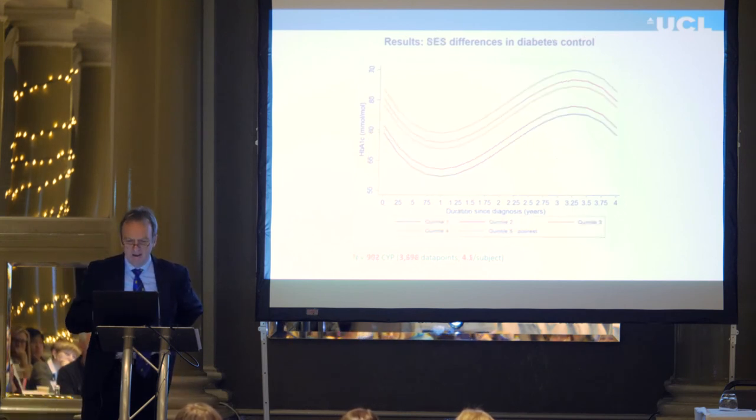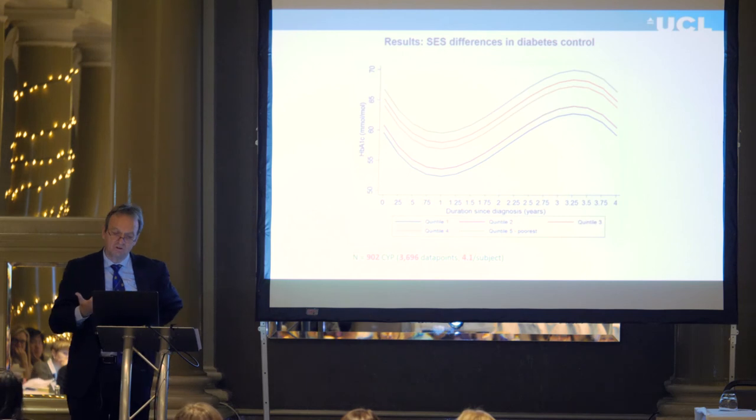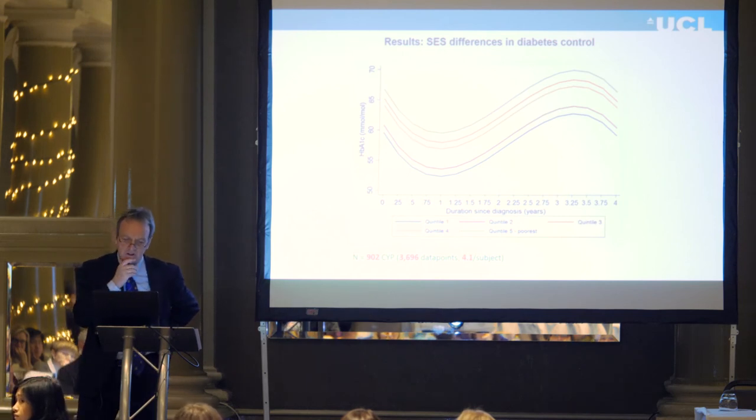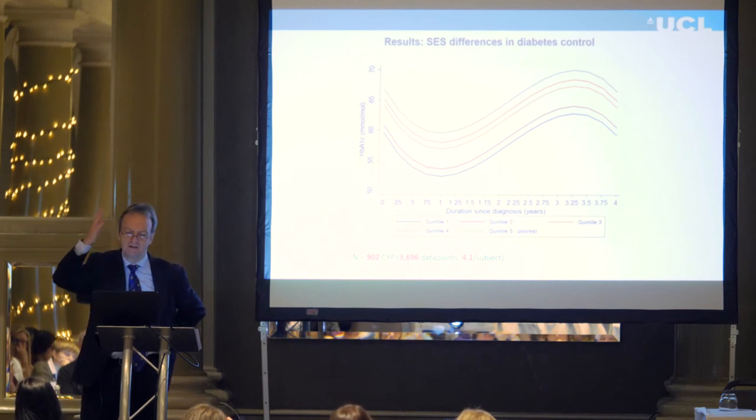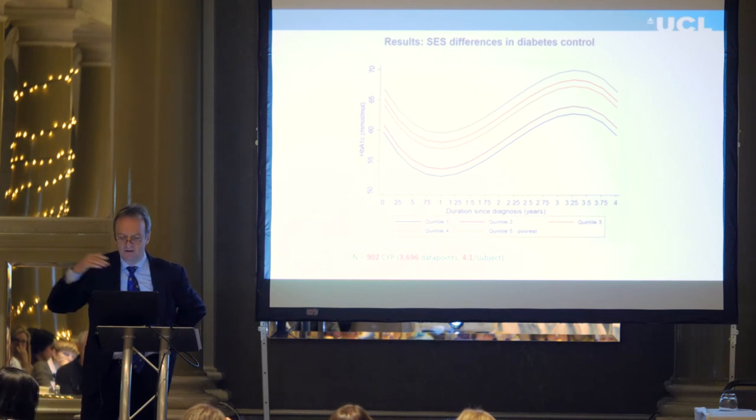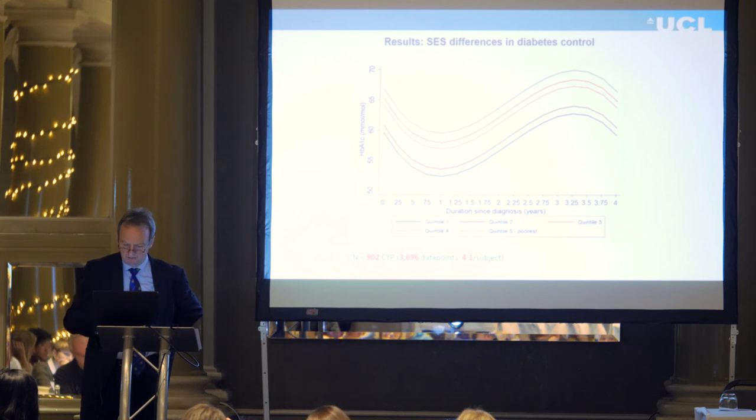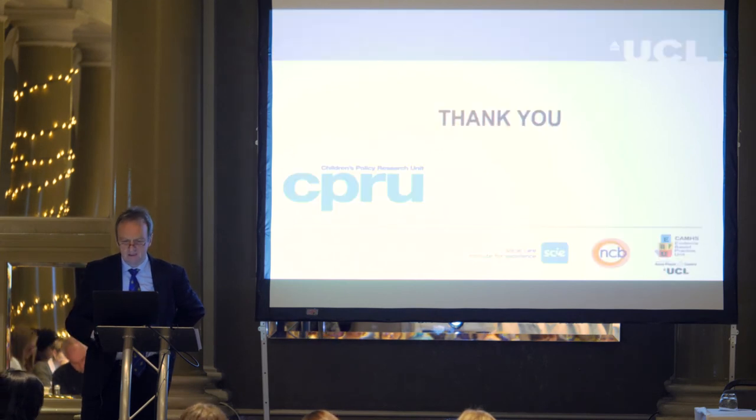And if you look at even more strikingly for deprivation, you can see that at diagnosis, the green line are the poorest children with type 2 diabetes, that have the highest HbA1c's at diagnosis. The blue line is the wealthiest and they have the lowest. And although all of them get a little bit better, it then gets worse. You can see over the 4 years of follow-up that the poorest children remain the worst controlled. I'm going to stop there.